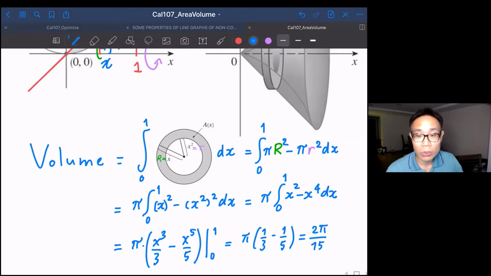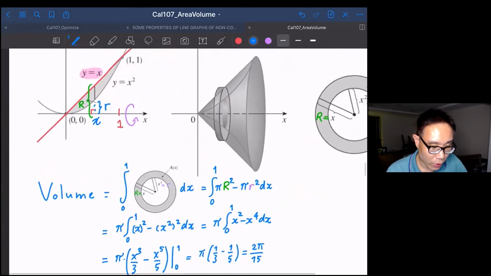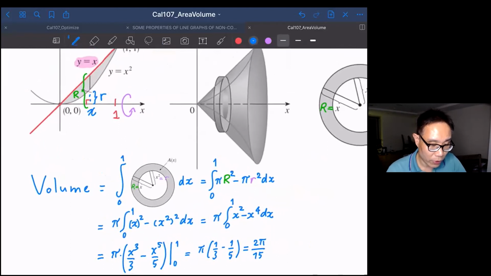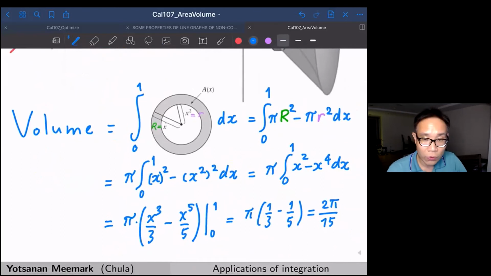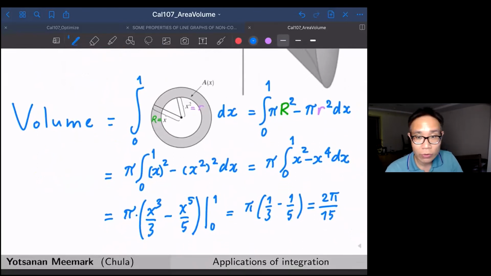Okay, so it's going to be 2 pi over 15. So this will give you the whole picture for this example. And the thing that I like to emphasize is you need to know that you integrate the washer over the interval AB. And for the washer, you have the radius outside squared, subtract the radius inside squared, multiply by pi. Okay, so that's all you need to know.